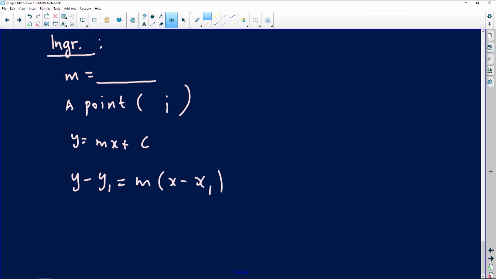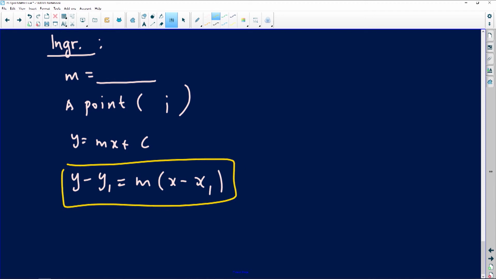And this is what we learned a lot in grade 11. Grade 11s use this format a lot. They use this type more than the y is mx plus c. But it doesn't matter. It depends on who's teaching you, right? When I teach my grade 9s and my grade 10s, I show them y is mx plus c. When I get to grade 11, I introduce y minus y1 is m into x minus x1. But it doesn't matter which one you use. Any one of them will help you to find the equation, right?